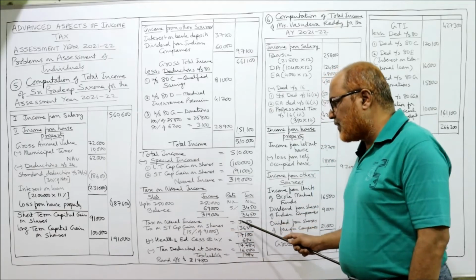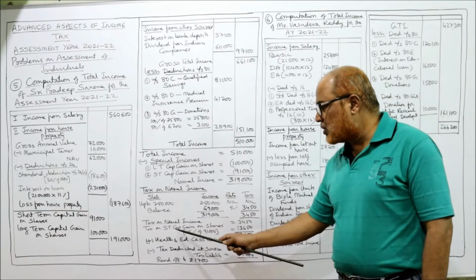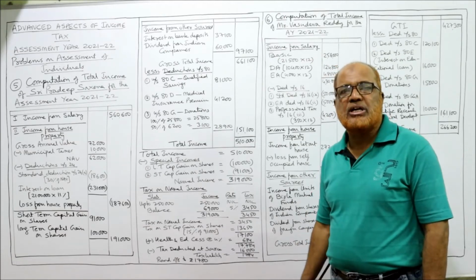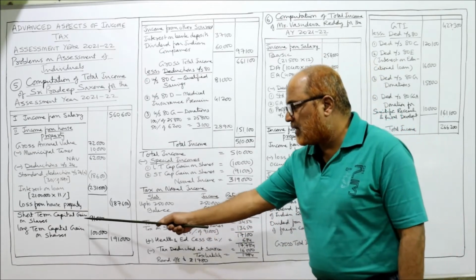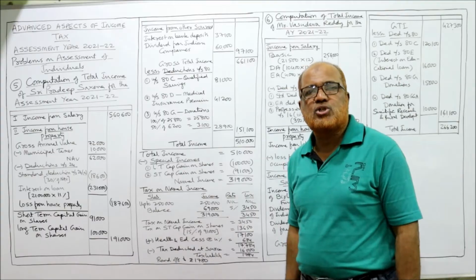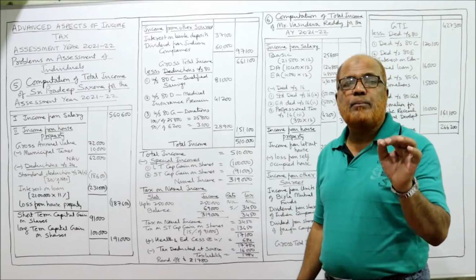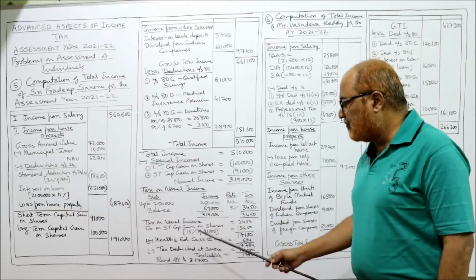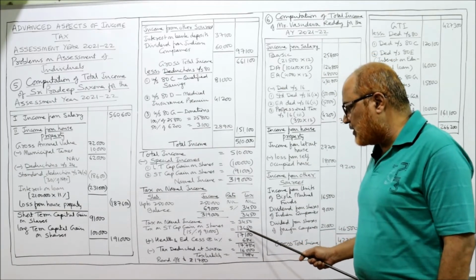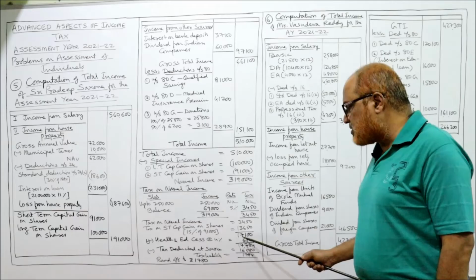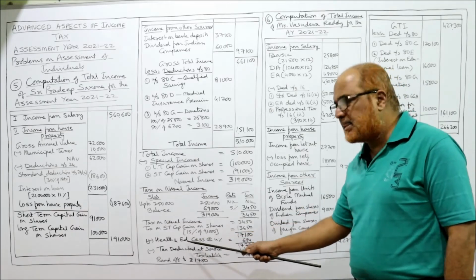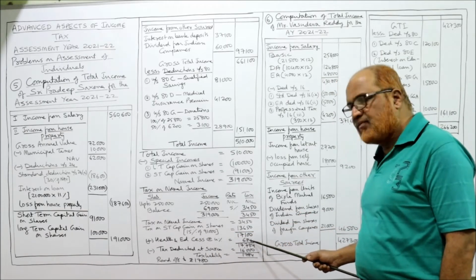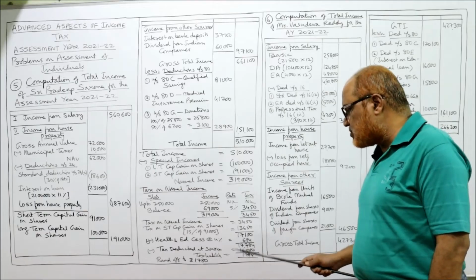To this we add tax on short-term capital gain on shares. The short-term capital gain on shares is 91,000. 15% is the rate of tax on short-term capital gain. So 15% of 91,000 is 13,650. Add up both, 17,100. To this, health and education cess 4%, 684. Add up, 17,784.